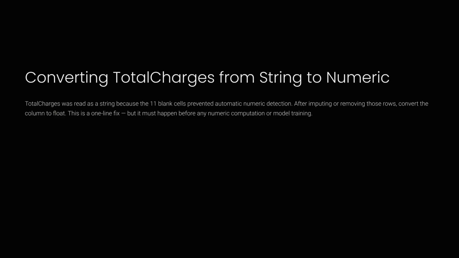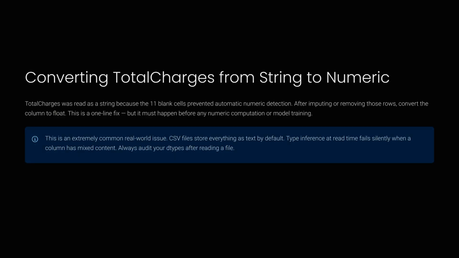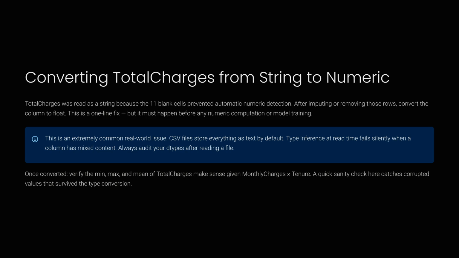CSV files often store mixed content columns as text. Always audit your data types after reading a file to catch this common issue. Finally, verify the min, max, and mean values.